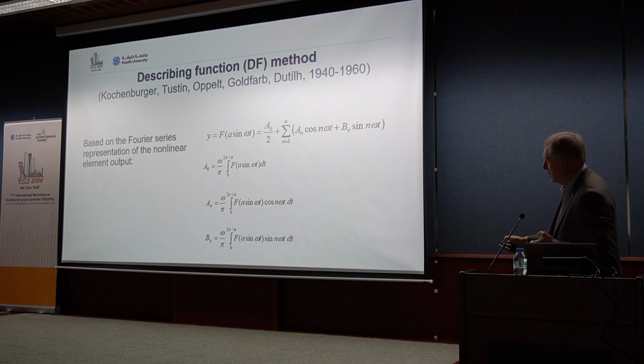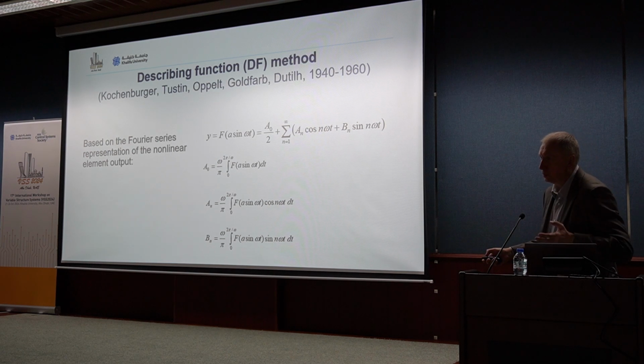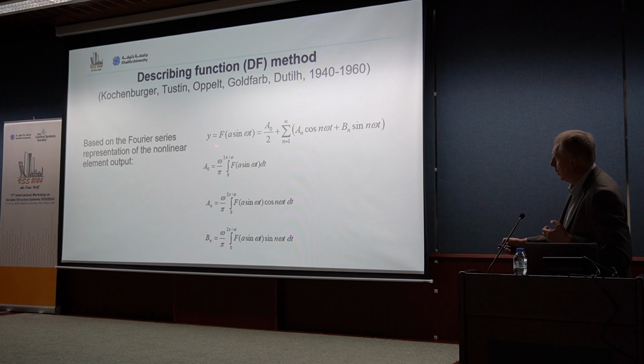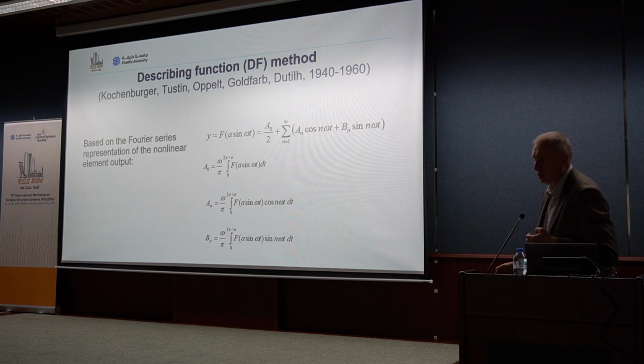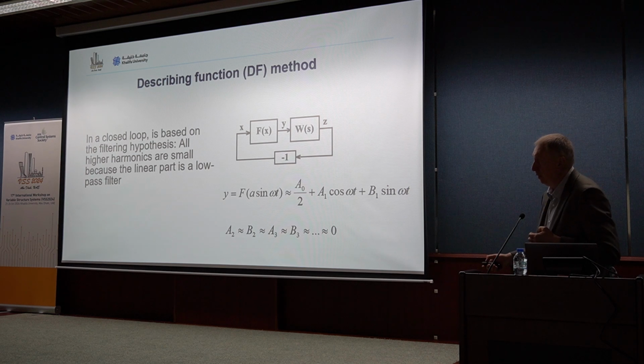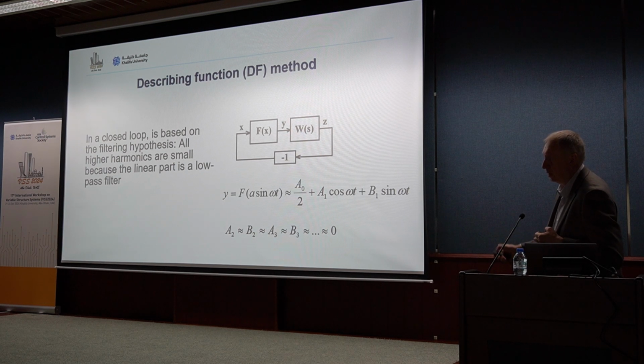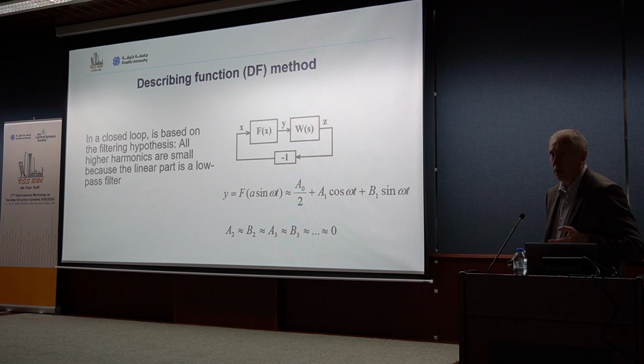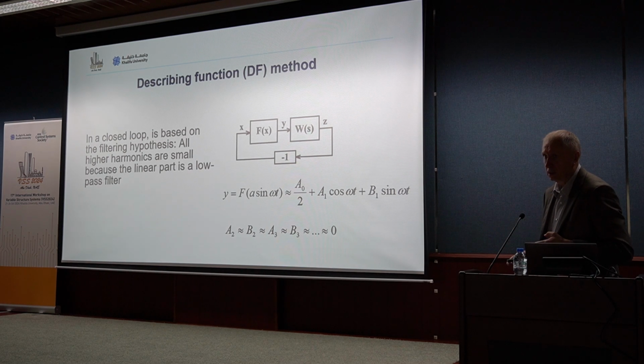And it is based on the Fourier series. If the input to the nonlinearity is assumed to be harmonic and the output is non-harmonic but periodic, we can present the output as a Fourier series, or a sum of Fourier series. After that, we have the linear part, or linear dynamics, which are a low-pass filter such that all high harmonics are, let's say, rejected by this low-pass filter, so that these coefficients of the Fourier series we can assume to be zero.